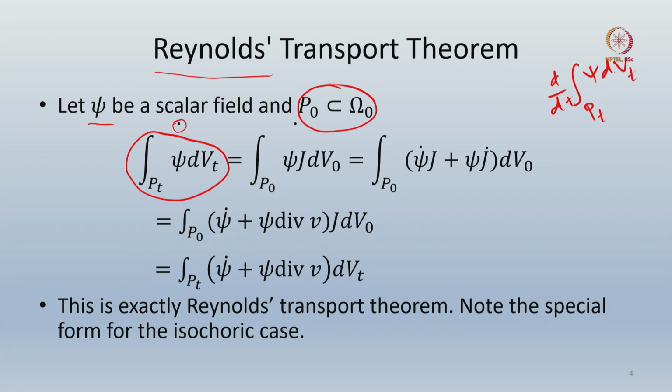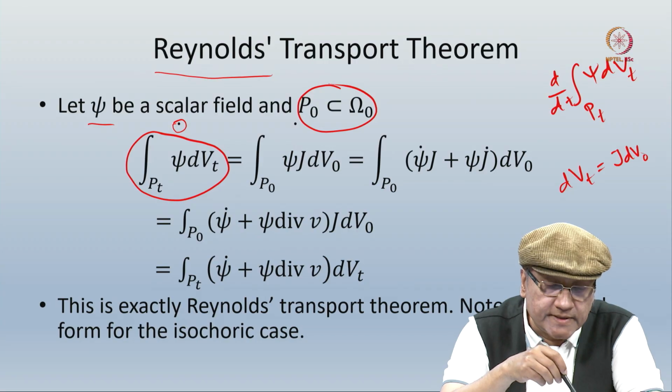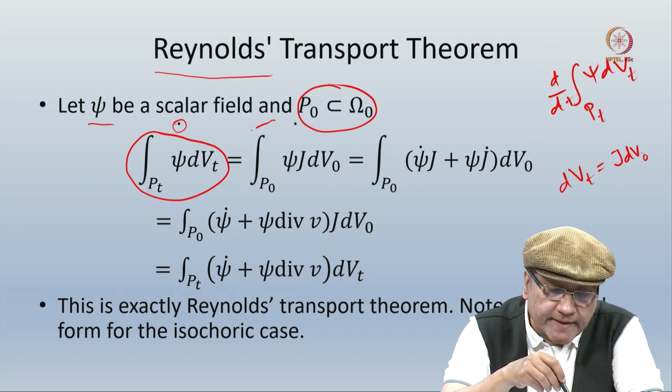Now, consider this derivative of this integral in the spatial body. We know the relationship between the infinitesimal volume elements dvt and dv0, as we have already seen: dvt is j dv0, where j is the determinant of the deformation gradient F. You should recall that at this stage. Therefore, I can transform this integral into the material or referential form in this manner, as shown here.